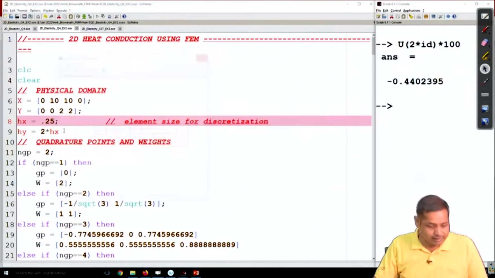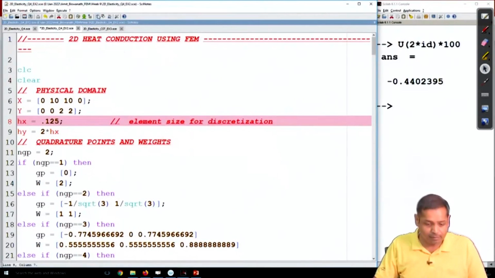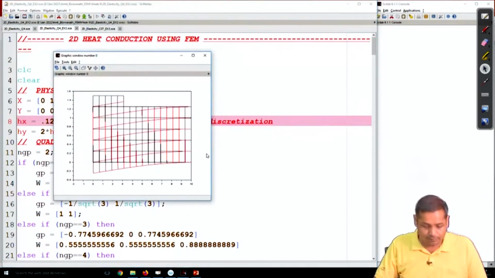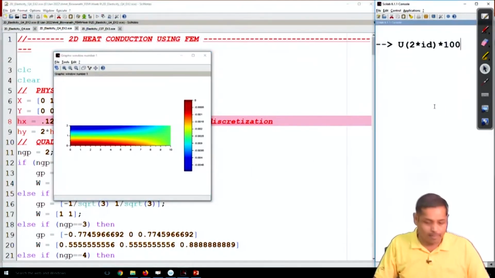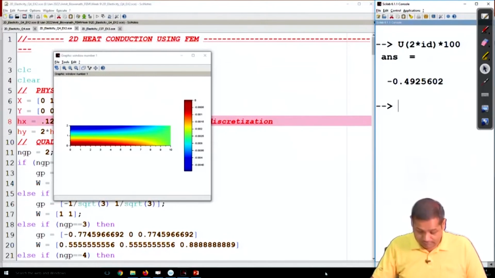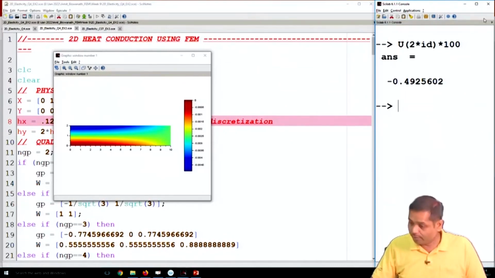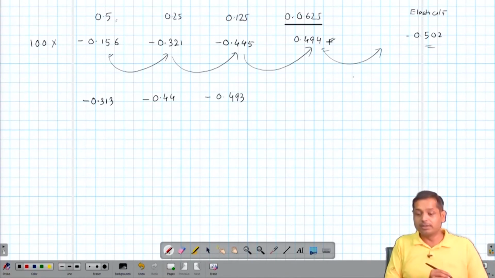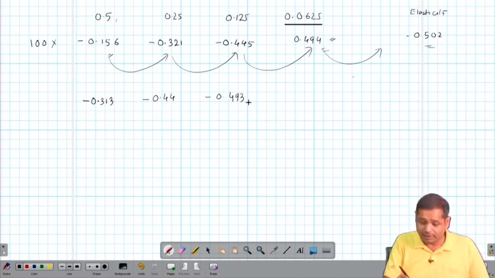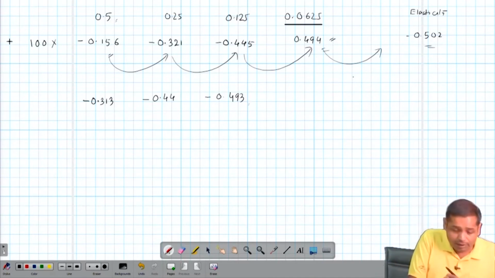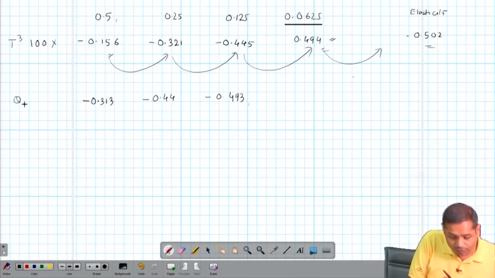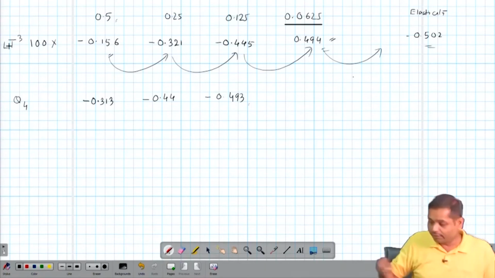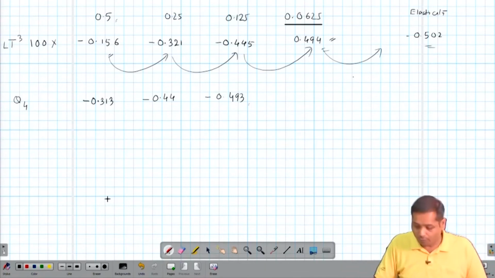If we further discretize, it's 0.493. So this is minus 0.493. So whatever we obtained with the 0.0625 discretization for T3, we obtained here for Q4. This is for the 3-nodal linear triangle, and this is for Q4.